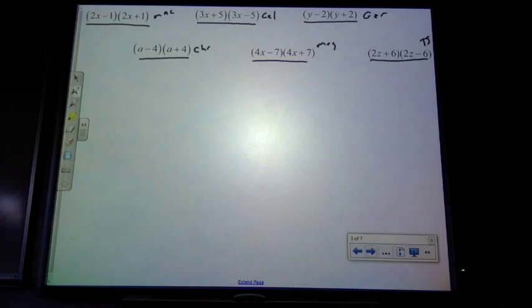Now, for the rest of you, while they're working those out, I want you to look at those. Each and every one of those, the 2x and the 1, the 3x and the 5, the y and the 2, the a and the 4, the 4x and the 7, and the 2z and the 6. Do you see that I have positive and negative? I have alternate signs between the binomials, but they're the same letters and number combinations. Does everyone see that?